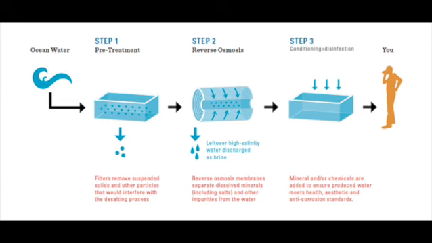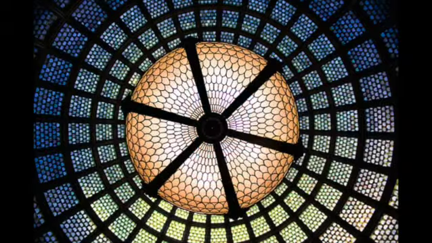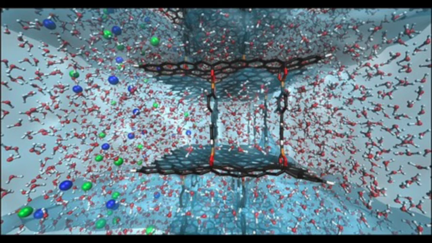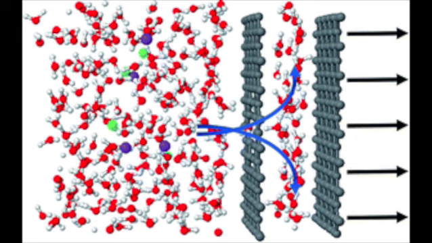Reverse osmosis efficiency improvements. Reverse osmosis is the most widely used desalination technology. Ongoing research focuses on improving the efficiency of reverse osmosis membranes, which involves developing better membrane materials, optimizing membrane structure, and reducing fouling and scaling issues. These advancements aim to enhance the productivity and energy efficiency of the desalination process.